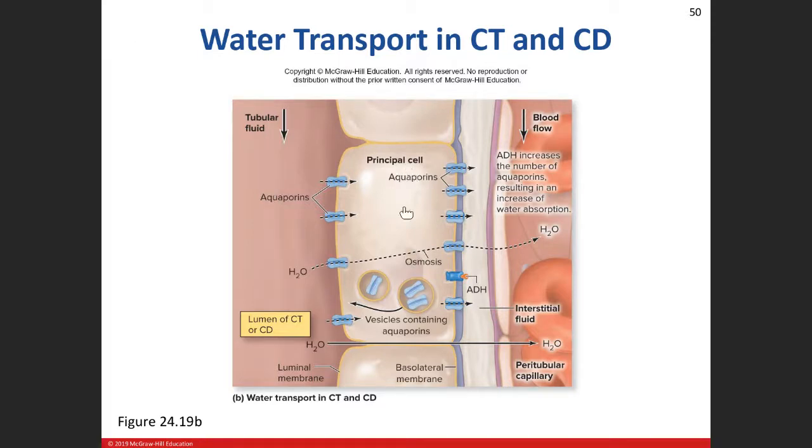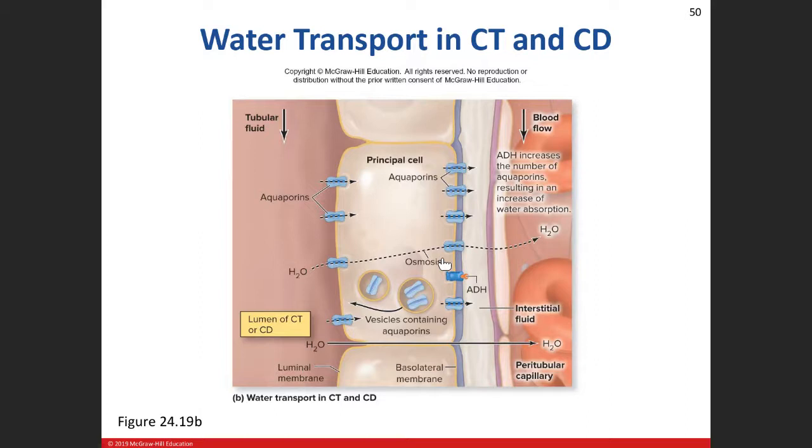Same cell, principal cell. Water can move through these aquaporins, but also water can move right in between the cells. We call that paracellular transport. It doesn't have to go through the cell, it goes in between. So water will move in between the cells, or it'll move through the cells when we have these aquaporins in place.